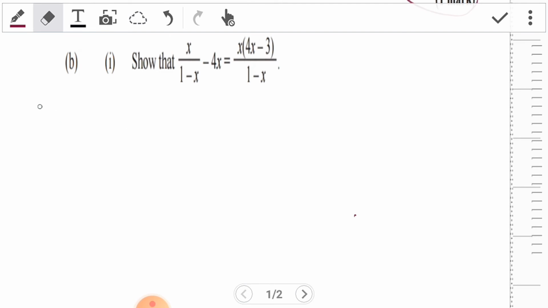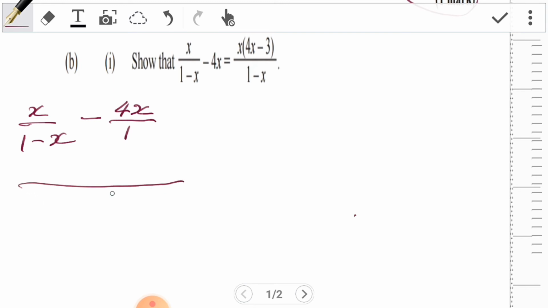All right, so let us look at this here. We're looking at x over 1 minus x. This is one rational number here, minus 4, but I'm going to use 4x over 1, so that we're looking at it as another rational number here. What we could do simply is just to use the LCM. The LCM is going to be 1 minus x.